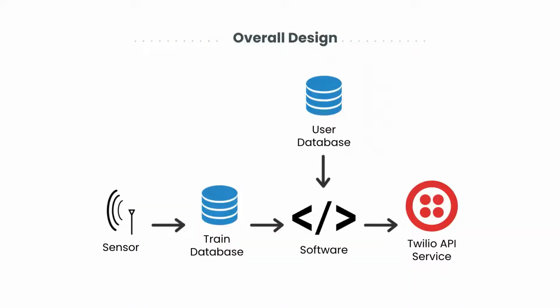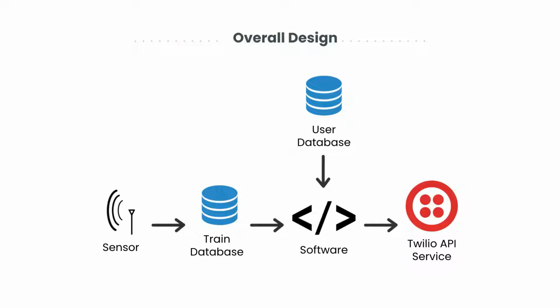Our overall system design contains 5 main components, as you can see in the diagram here. The first one is the sensor. We'll be talking a little bit more about that in the next slide. But generally what it's responsible for is detecting whenever a train is passing on the tracks. Once it detects such an instance, it will record that data inside our train database.